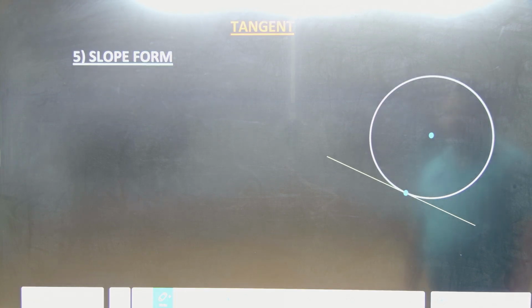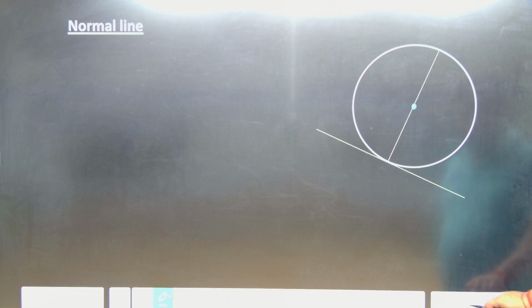Then we are talking about the slope form. What do you mean by this? See here, slope form I already told you. What is the slope form here? Let me check once.